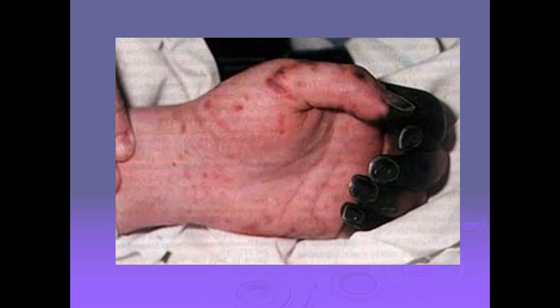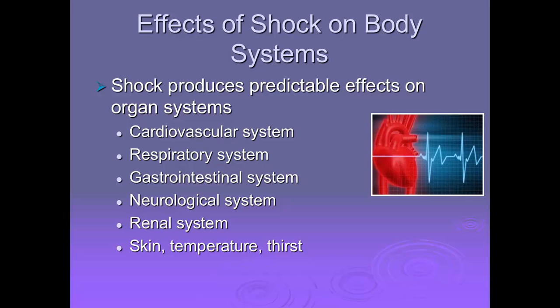All right, and so this is when you can see how they have the decreased perfusion to the periphery, and it causes their fingers to turn black due to lack of perfusion. So effects of shock on the body systems. Shock can produce predictable effects on different organ systems.